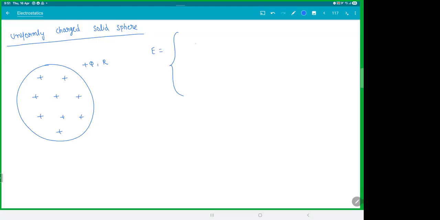So for a sphere, inside, the field is kQ small r by R cube. So it increases linearly, for r less than or equal to R. For points outside, it is kQ by r square. Again, it behaves like a point charge. So if you put an E versus r graph, it would be a linear function and then it drops.